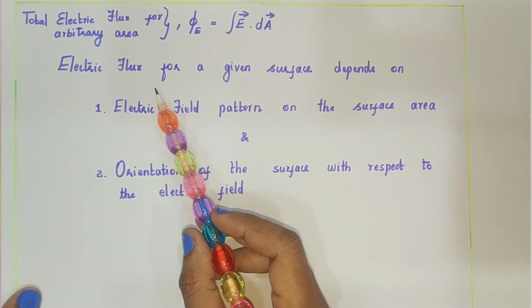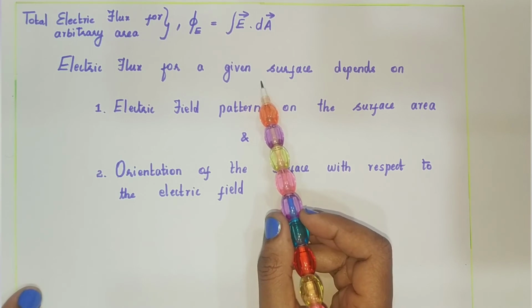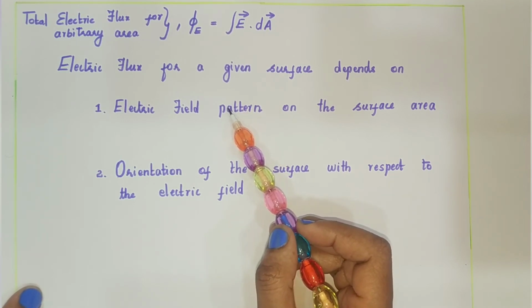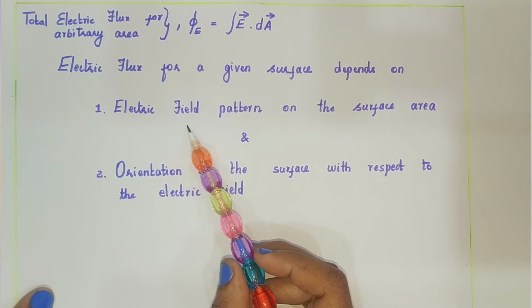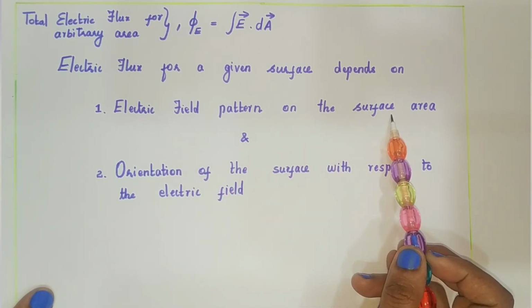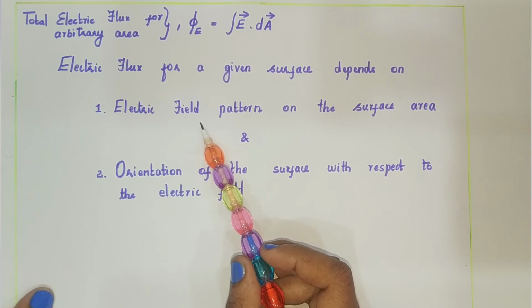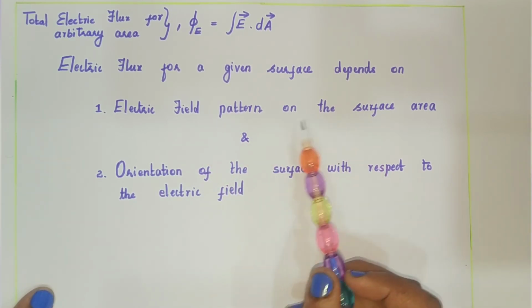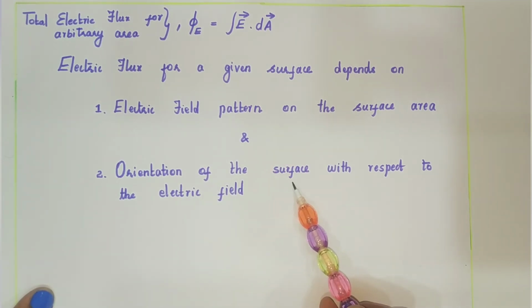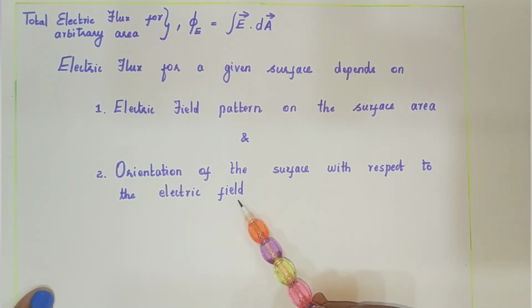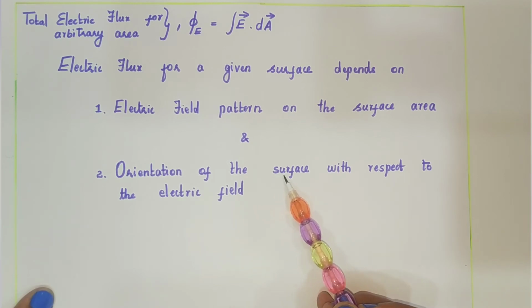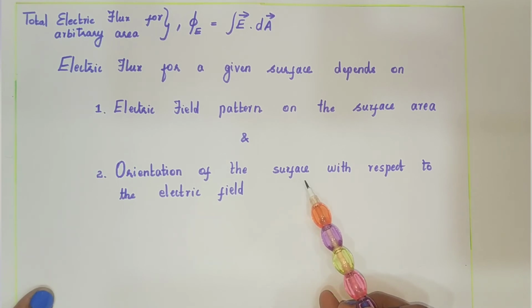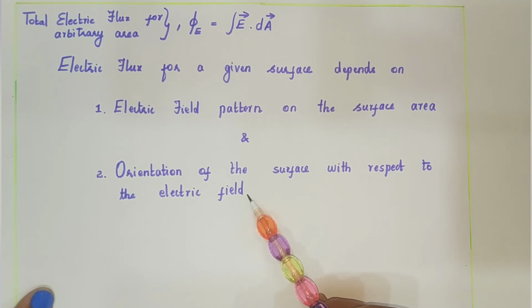And therefore the electric flux for a given surface depends on two factors. The first one is the electric field pattern on the surface area, that is, how far the field lines passing through the area element are uniform, and the second is the orientation of the surface with respect to the electric field, that is, whether the area element is placed perpendicular, parallel or somewhat inclined to the electric field lines.